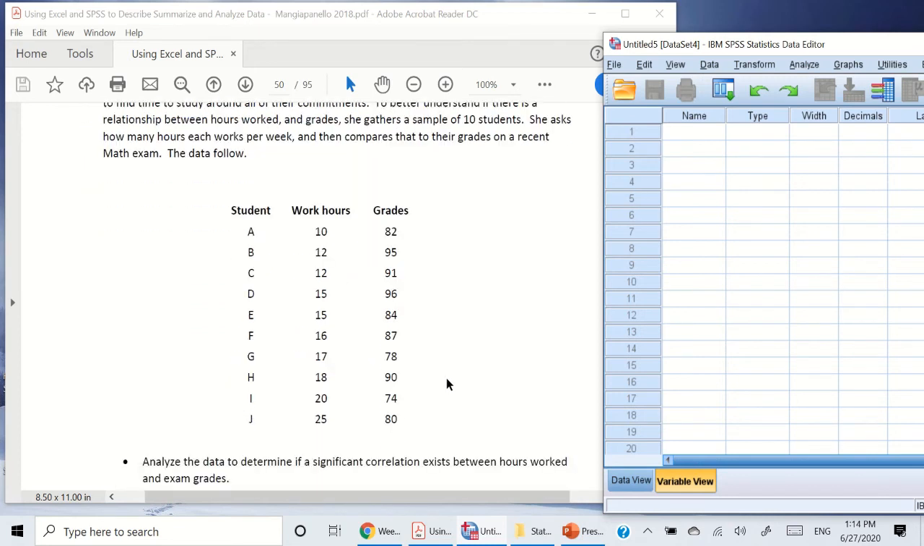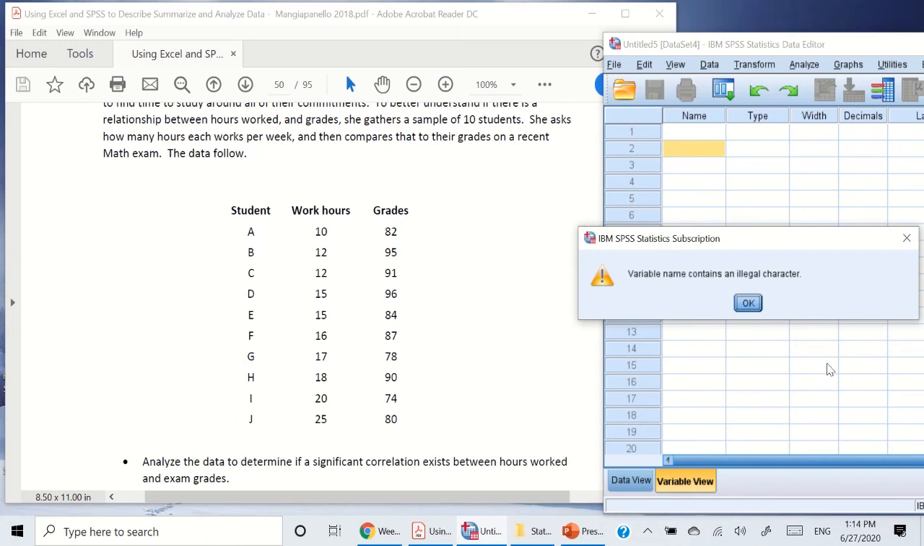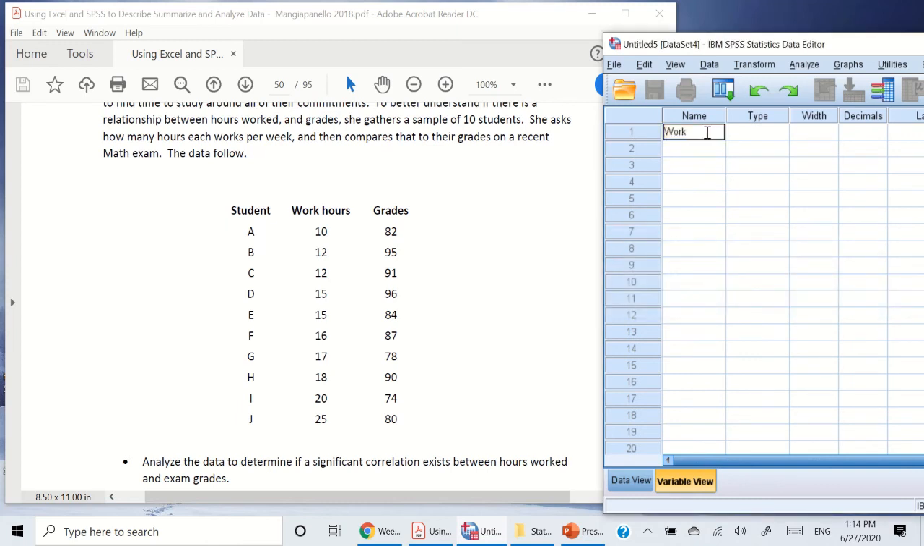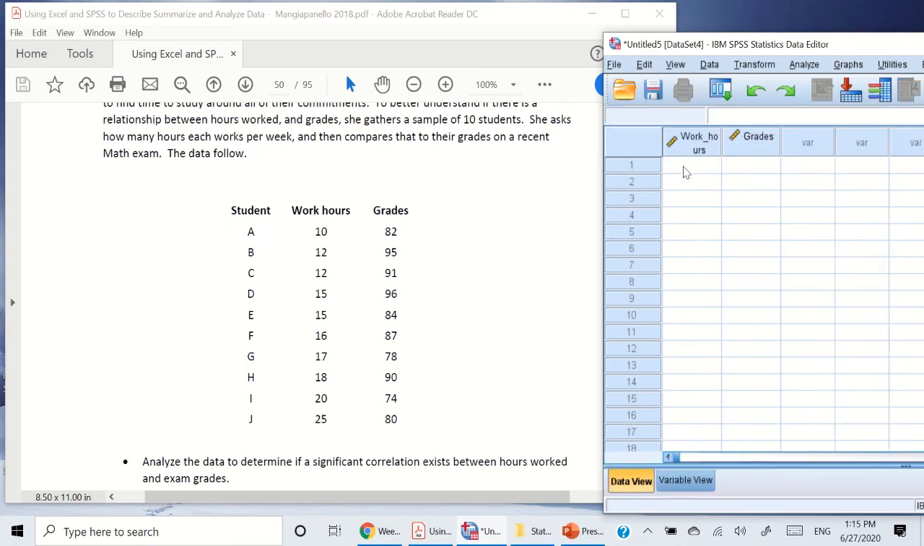So how would you do this? The way that you would do this in the variable view is very similar to what you did before. So the work hours. One thing about SPSS, it does not like spaces, so you need to put an underscore instead. Now let's put the decimals down here and then go to the data view.